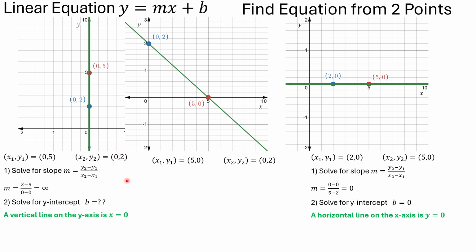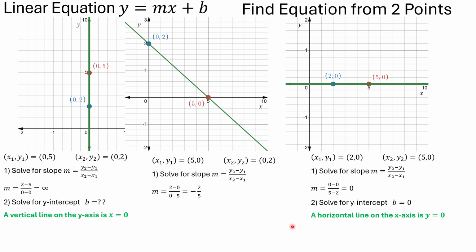Just because they're on the axes doesn't mean we have this case or this case. We could have a case like this. If we have a case like this, that's fine. We solve it the same way we solved it in previous videos. We solve for the slope. So y2 minus y1, 2 minus 0. For my numerator, that gives us 2. And x2 minus x1, 0 minus 5. That'll give us negative 5 for my denominator. So I get negative 2 over 5 for my slope.